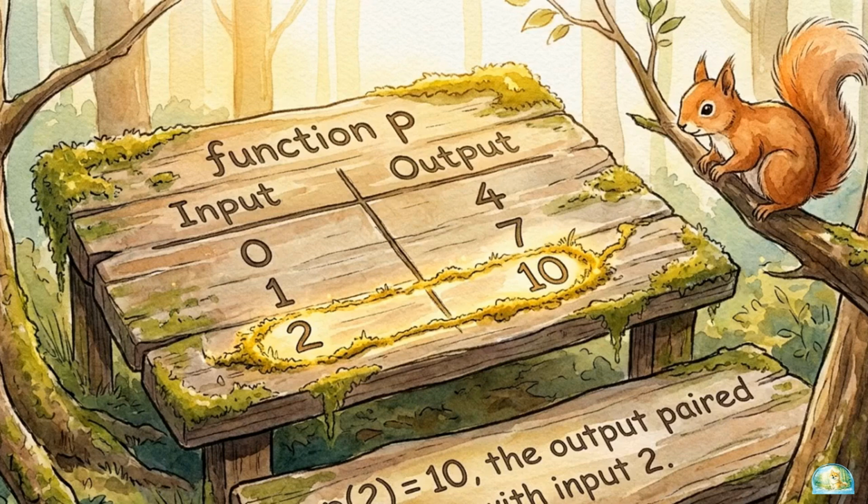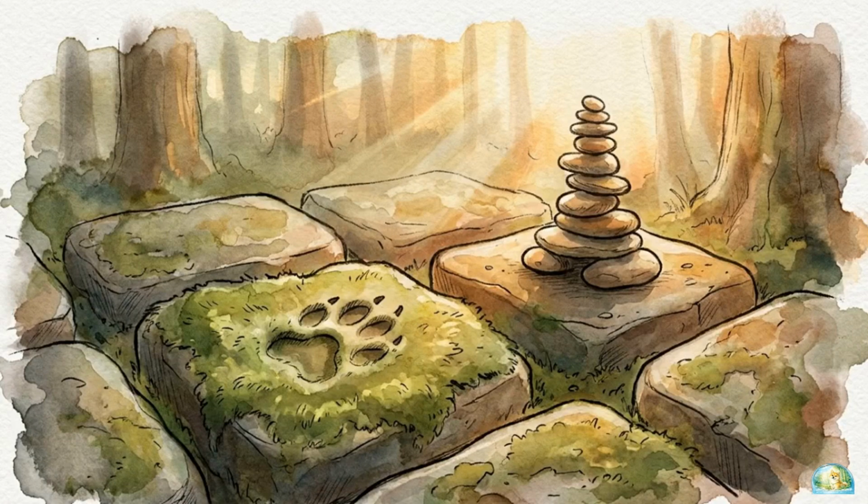To find a specific result, we scan the archive to locate the row where the input is 2. From there, we trace the path directly to its corresponding output in that pair, which is 10. P of 2 equals 10, the output paired with input 2. Tables serve as a static map of causality. We read the notation by simply locating the matching pair.